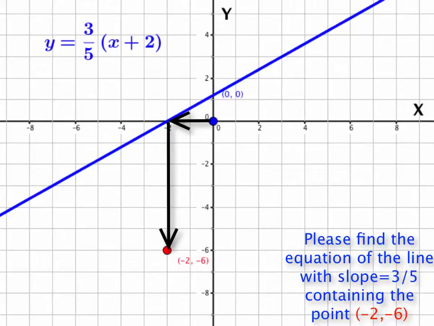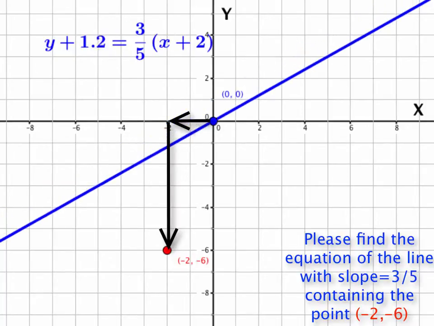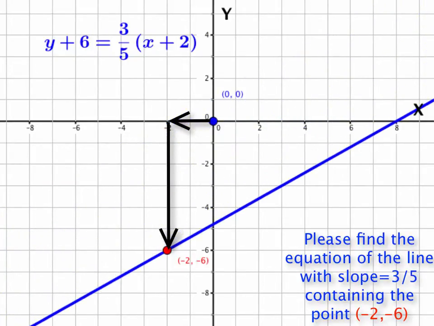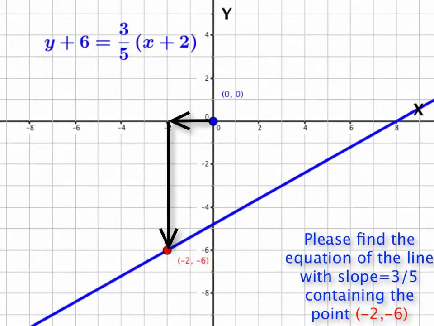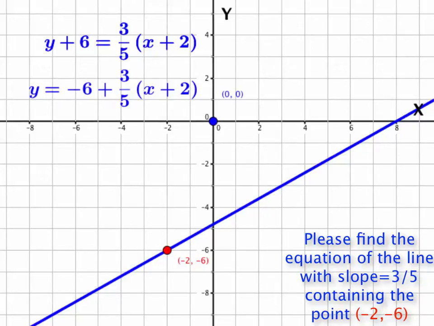And in order to shift our graph down 6 units, all we need to do is replace the y in our equation with a y plus 6. And now we have the equation for a line with a slope of 3/5 containing the point (-2, -6). Once again, this is the point-slope form of the linear equation because the point through which it goes and the slope are readily apparent. Of course, some other ways to write this equation are y equals -6 plus 3/5 times the quantity x plus 2.